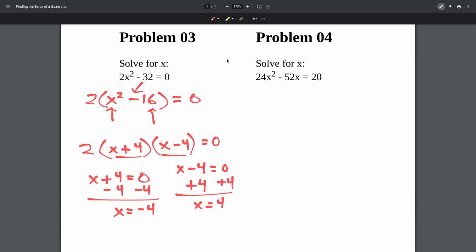That's one way to solve it, okay? I'm going to erase this stuff now and show you a different way.